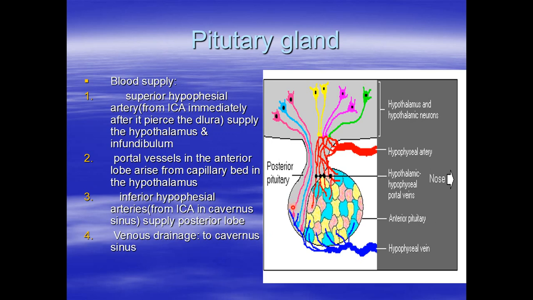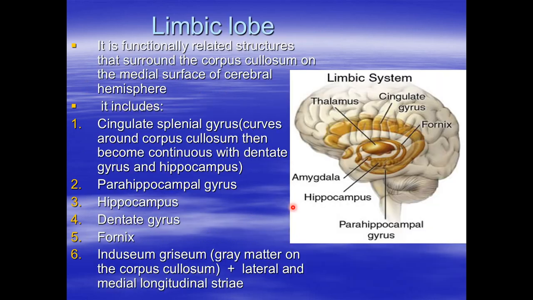And venous drainage is through to the cavernous sinus. So it's supplied by the superior and inferior hypophyseal arteries. Both of them are branches from the internal carotid artery, in addition to some capillaries from the hypothalamus, and it's drained into the cavernous sinus.